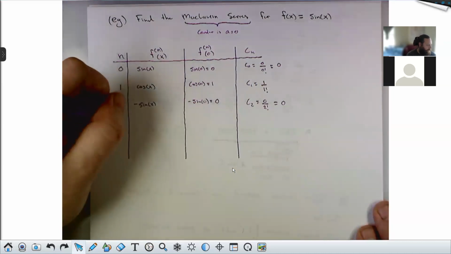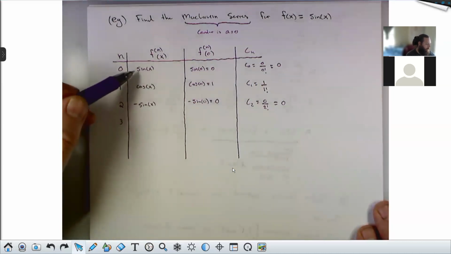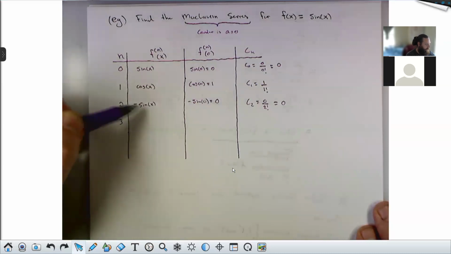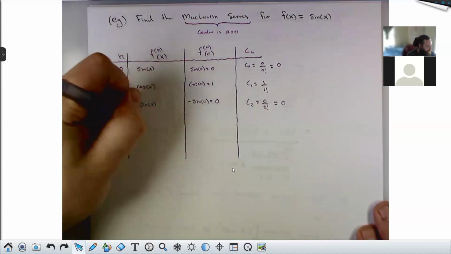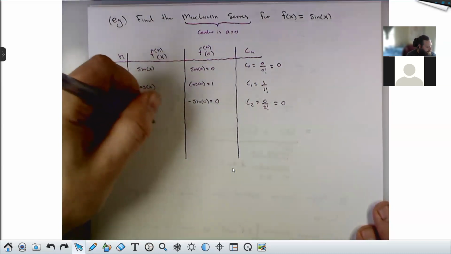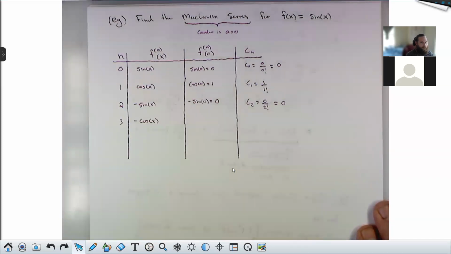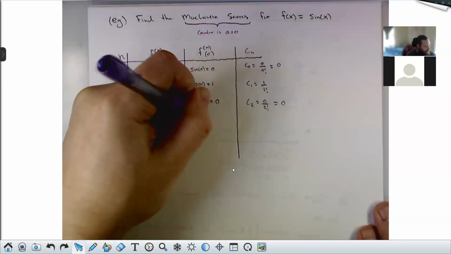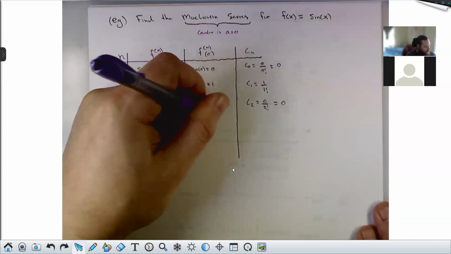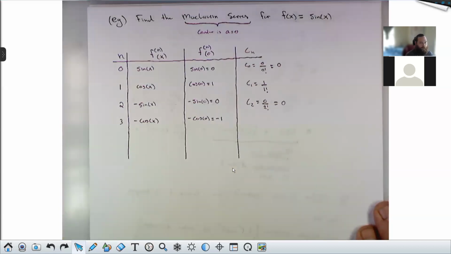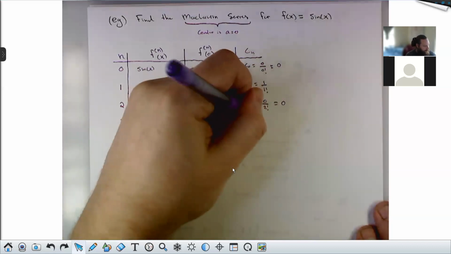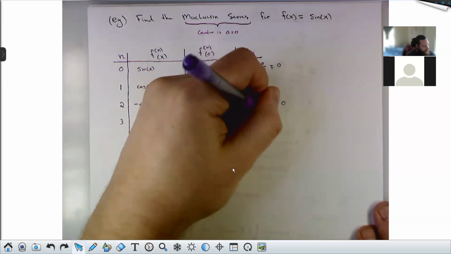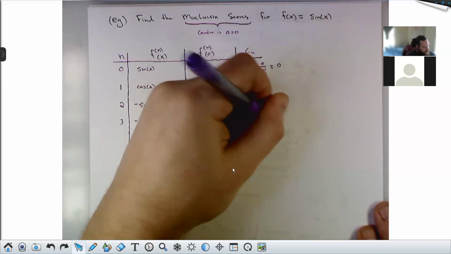Continuing, when n is equal to 3, that means I'm looking at the third derivative of sine, which is the derivative of negative sine x, which is negative cos x. Plugging in 0, negative cos of 0 is negative 1, because cosine of 0 is 1. And that means that C3 is negative 1 divided by 3 factorial.